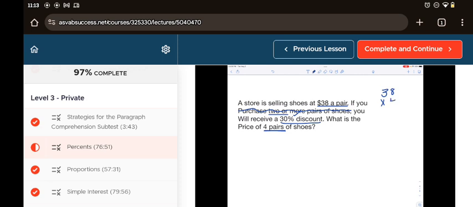So 38 times 4. Why am I multiplying by 4? Because I can do 38 plus 38 plus 38 plus 38, or I just do 38 times 4. It's literally the same thing. 4 times 8 is 32. I carry the 3. 4 times 3 is 12, plus 3 is 15. So this is the original price, okay, or my whole.